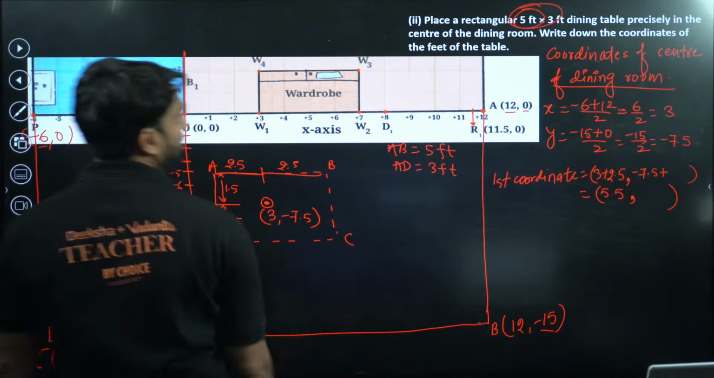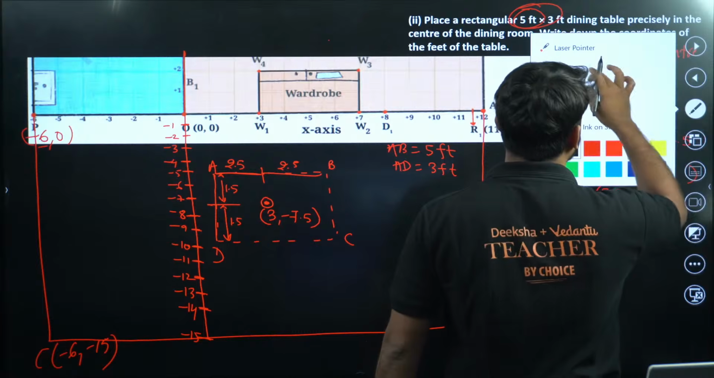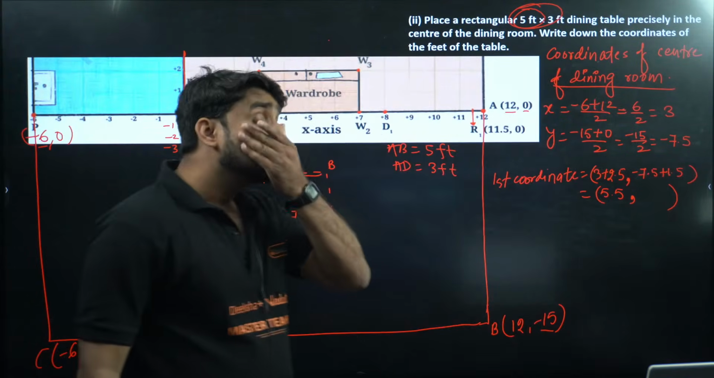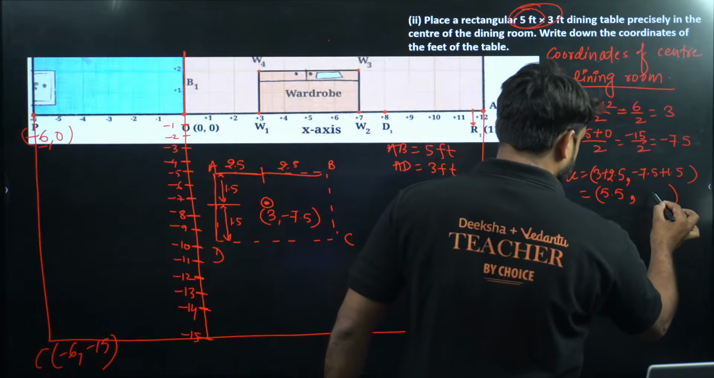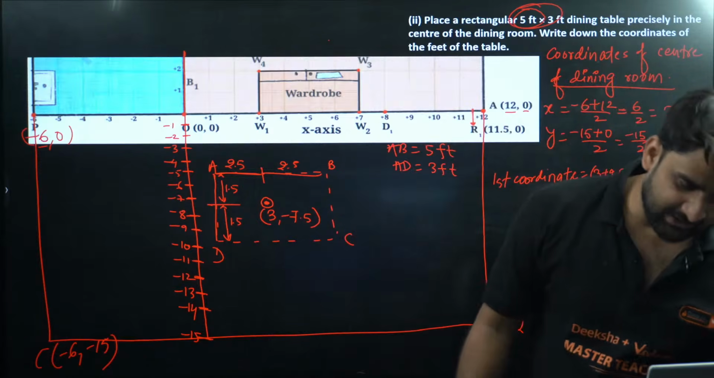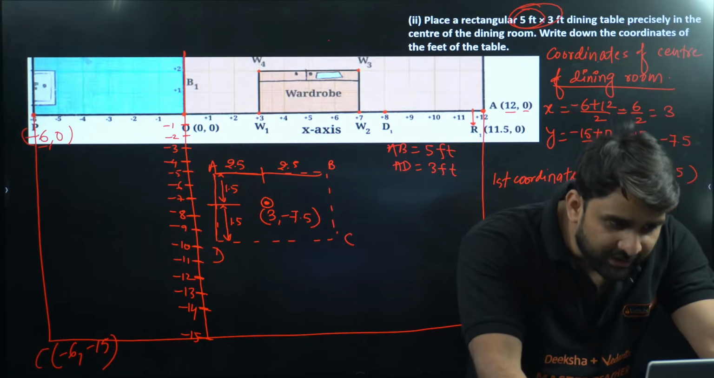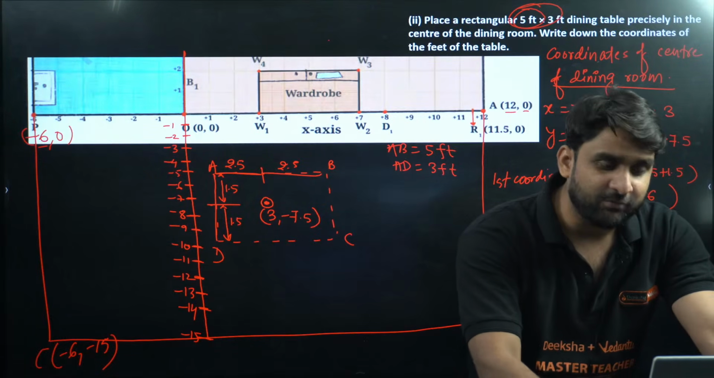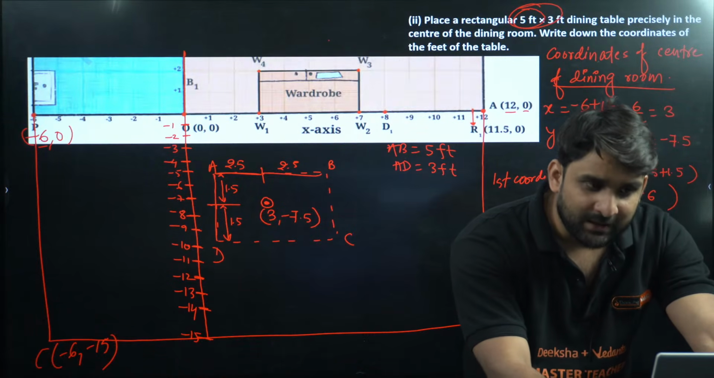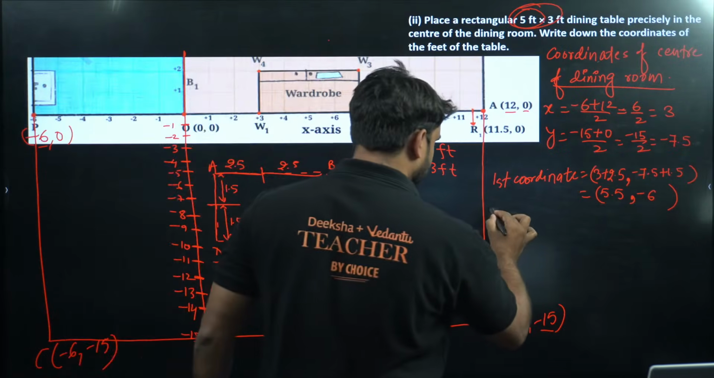Sir, that will be 1.5 because the half of 3 is 1.5. So minus 7.5 plus 1.5. What will be the result? This will be minus 6. Minus 5.5, comma minus 6. Yes, the first coordinate will become minus 5.5, comma minus 6. Is it clear to all? Now, to find out the second coordinate, please focus here. Second coordinate.